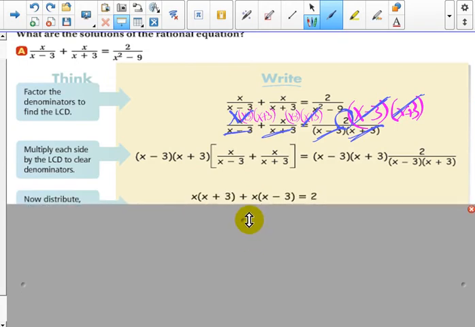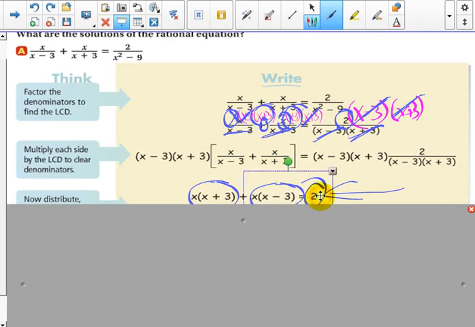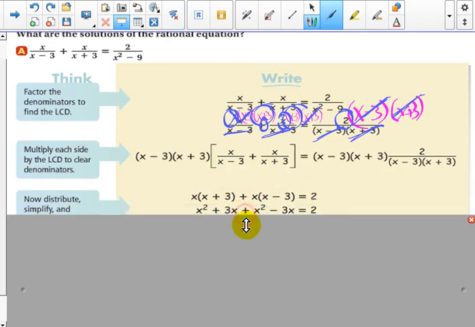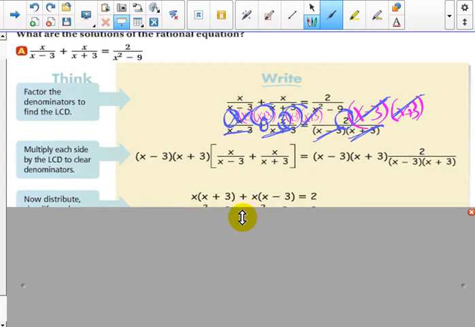So let's clean this up nice and pretty. There it is right there in this step. So we've got x times x plus 3, plus x times x minus 3 equals 2. So see, we just cleared all of those denominators by multiplying by each denominator. Any questions to this point?